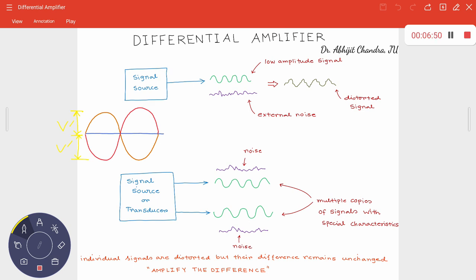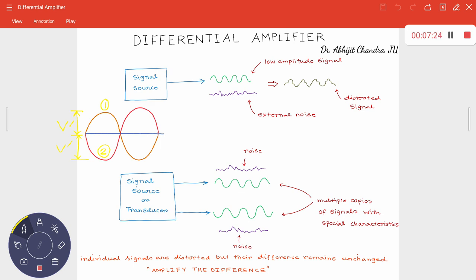Now what advantage are we getting out of that? Remember, if I call this my signal number 1 and this my signal number 2, both of these two signals are generated in the same environment. So with the assumption that the external noise that is present affects both of these two signals similarly, the way the first signal is corrupted, the same way the second signal is also corrupted.